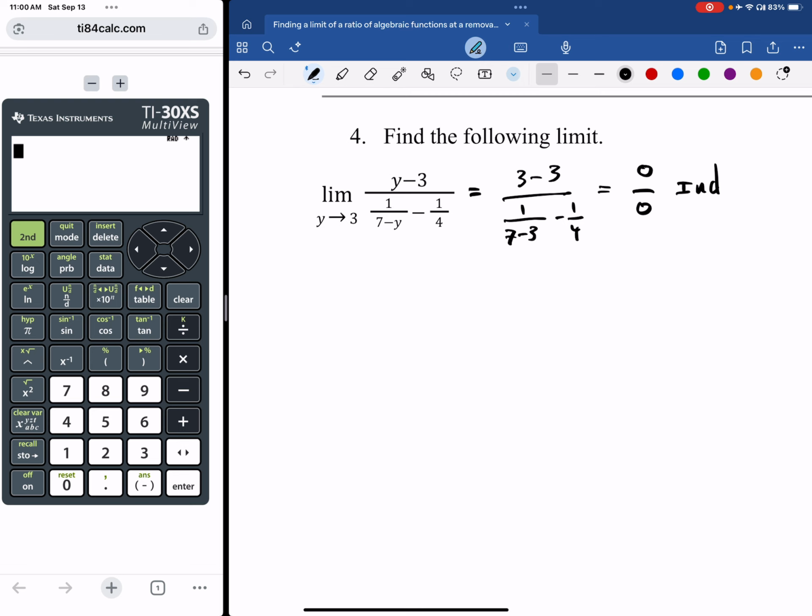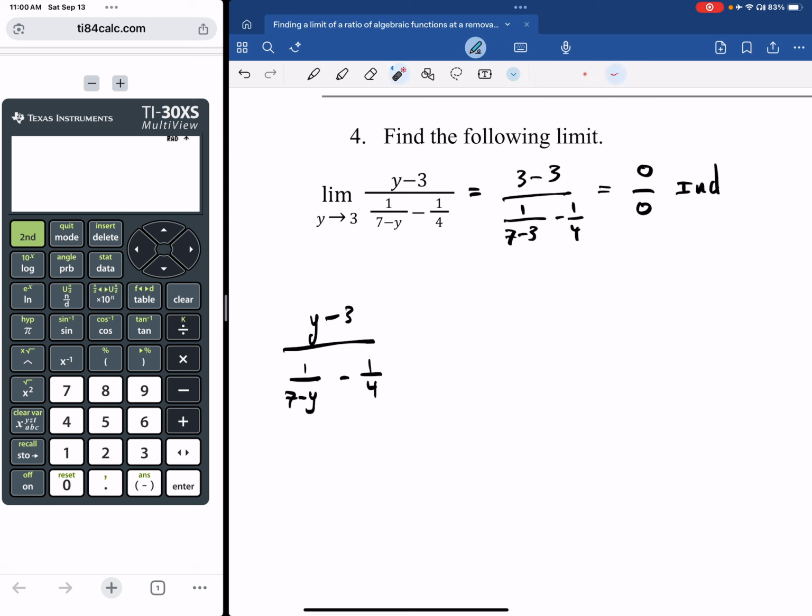It does not indicate that the limit does not exist, so we need to do algebraic manipulation to simplify this compound fraction. Once it's simplified, we're going to plug the limit into the simplified version instead of this complicated version. So let's look at that function, y minus 3 all over 1 over 7 minus y minus 1 over 4. Nasty looking compound fraction.